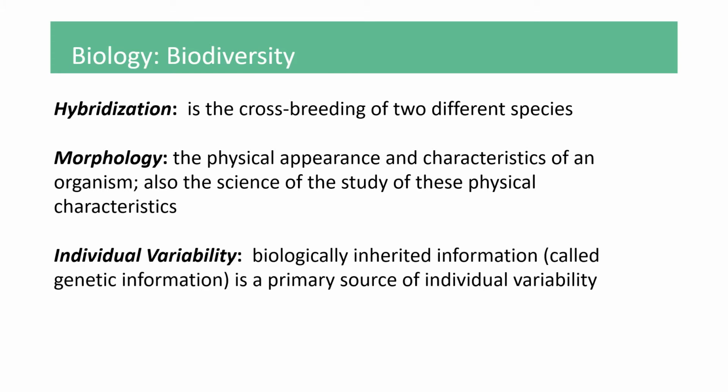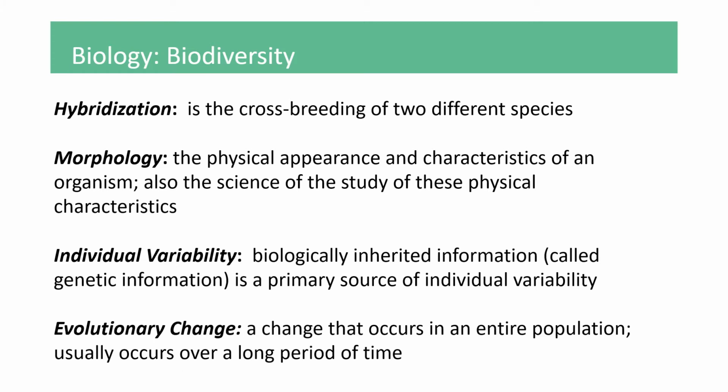Individual variability. Biologically inherited information we call genetic information is a primary source of individual variability. Evolutionary change. This term is applied to the change that occurs within an entire population, usually occurring over a long period of time.